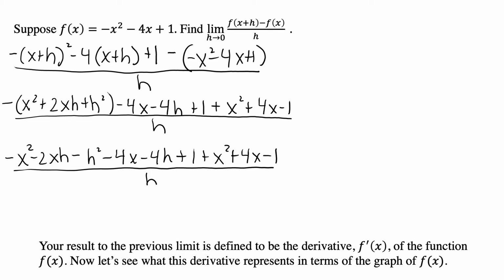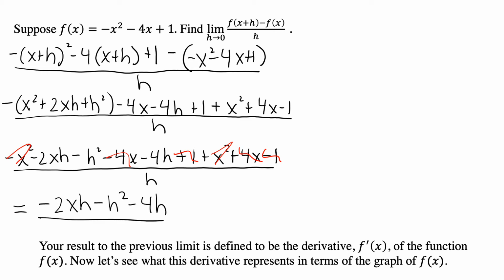From here, hopefully we notice some things start to cancel. So we have negative x squared and x squared. We have negative 4x and positive 4x. We have a positive 1 and a negative 1. So this simplifies down to be negative 2xh minus h squared minus 4h all over h.